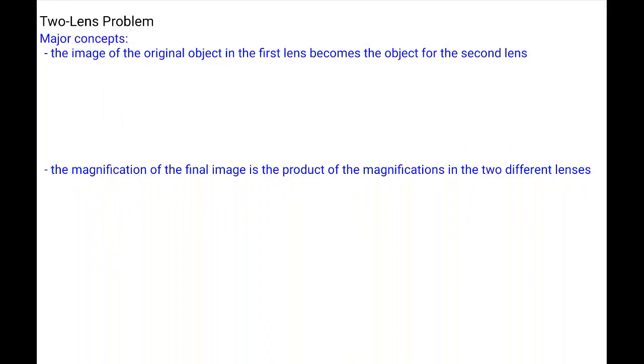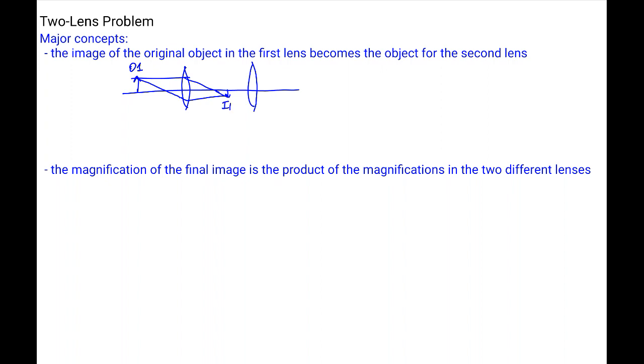Let's see what happens when you're dealing with multiple lenses, not just a single one. One of the major concepts is that the image of the object that's formed in the first lens is going to become the object for the second lens. If I draw this here, let's say that we have the first lens and the second lens, and we place an object here. That object might form, I'm making up a drawing here, an image right here. So this is object 1, this is image 1.